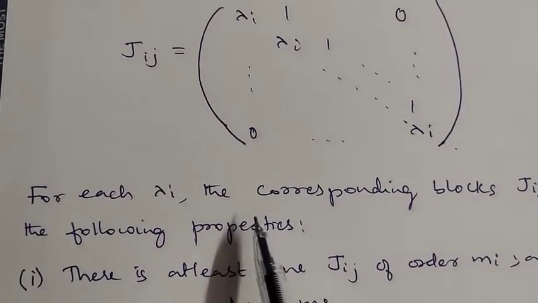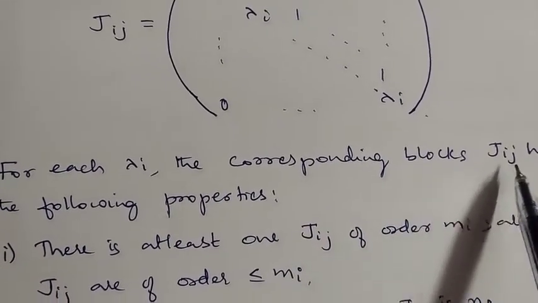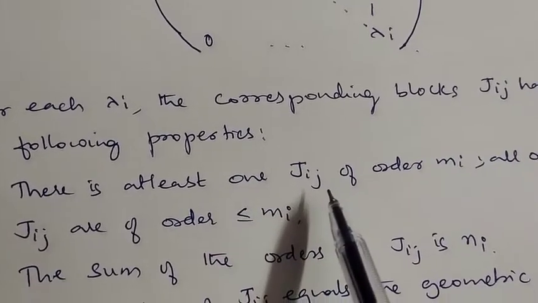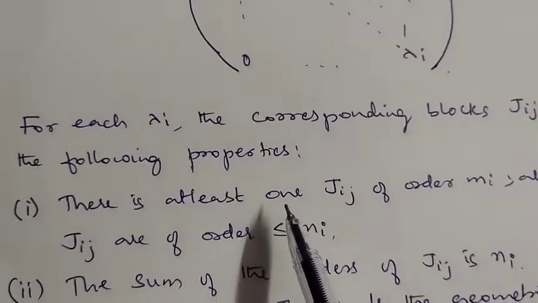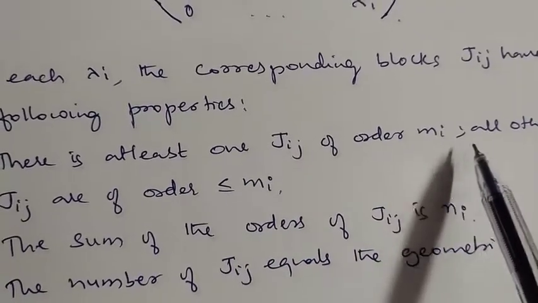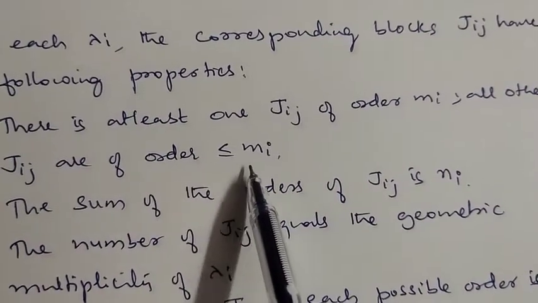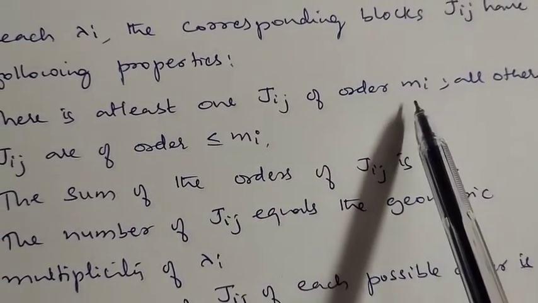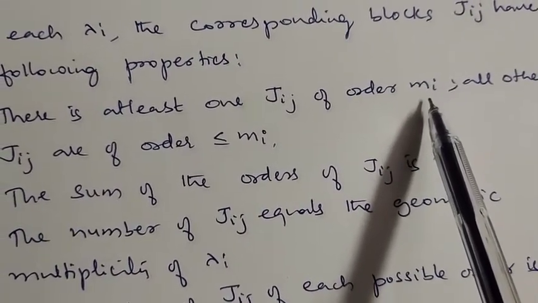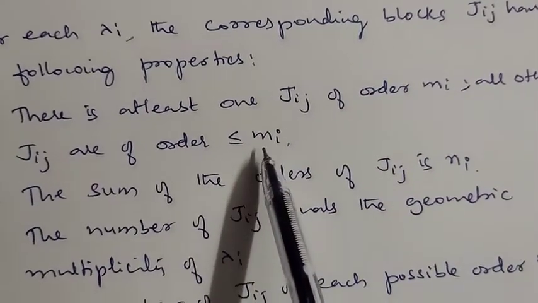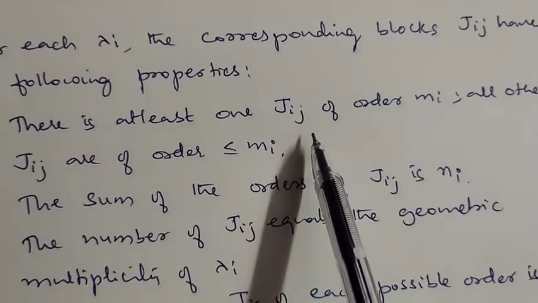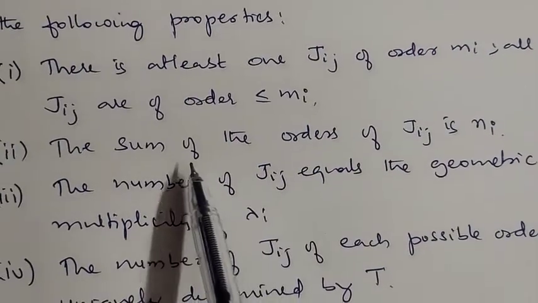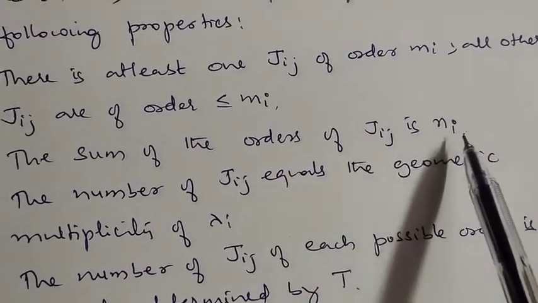Here note that for each lambda i, the corresponding blocks Jij have the following properties. There is at least one Jij of order mi, which is a power of the minimal polynomial, and all other Jij's are of order less than or equal to mi. The sum of the orders of Jij is ni.